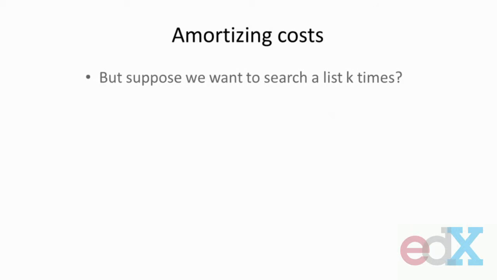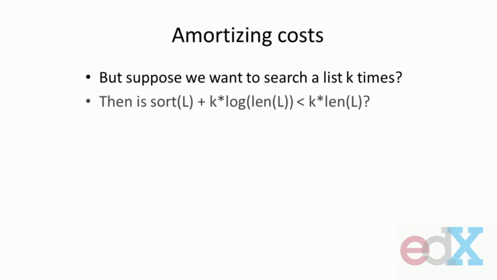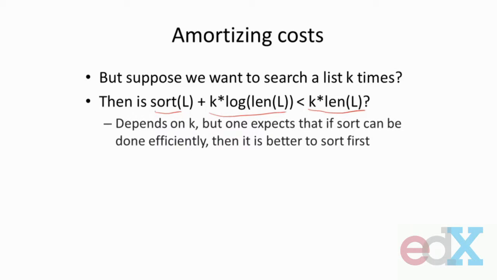But that seems disappointing. And in fact, it is because we're not completely taking into account everything that we want to do. Suppose we want to actually search a list more than once. We want to search it, let's just say k times for some value k. Then the question we want to ask is, is the cost of sorting plus k searches less than the cost of just k linear searches? And you can already see it's going to depend on k, and it's going to depend on sort, but one expects that if the sort can be done efficiently, then it is going to be better to sort first and then search.